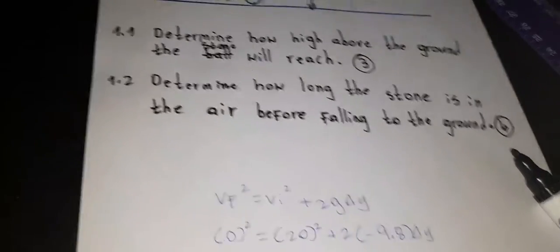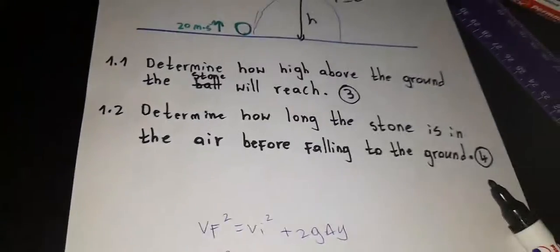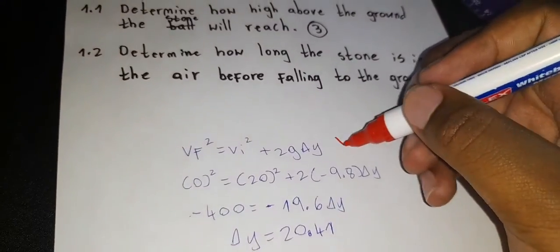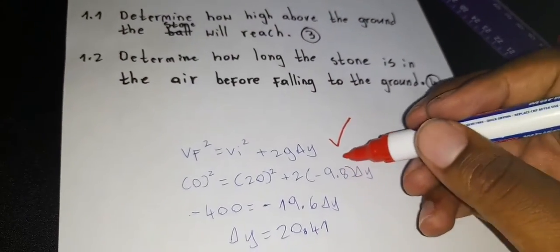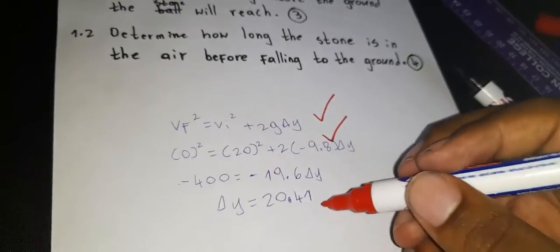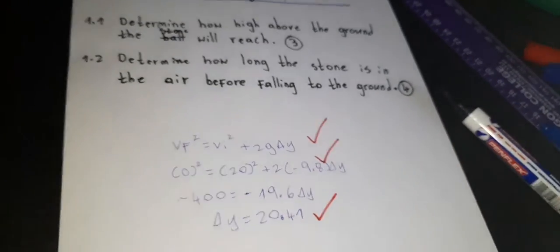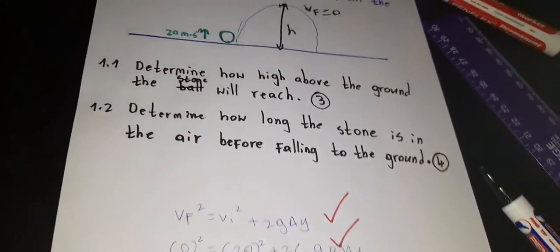And this is how they mark your answer. You get 1 mark for the formula, you get another mark for substituting, you get another mark for the answer. This is how you get your 3 marks.